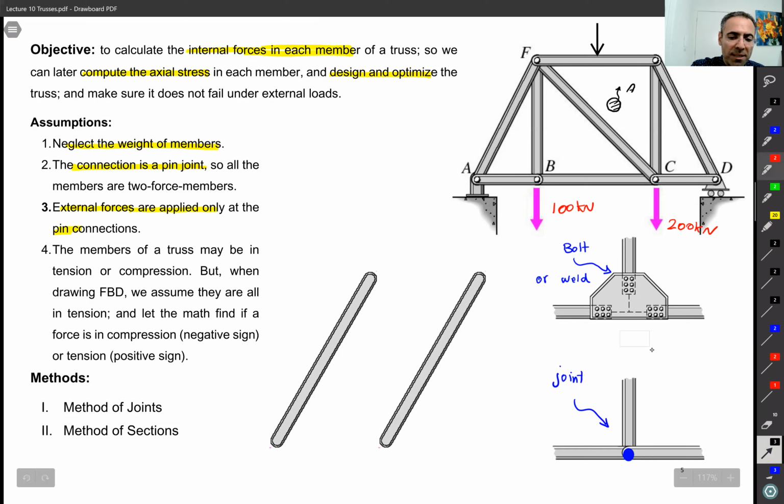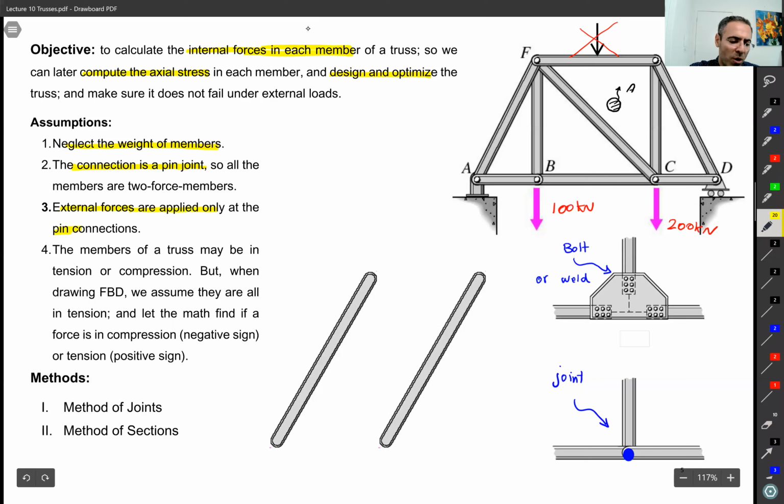And the reason is, remember that spaghetti, the truss members are weak. If you apply load in the middle, they're going to bend and break. Even bridges are made out of small links. The whole truss can carry a large load, like 200 or 100 kilonewton, but if you apply load in the middle, it's going to damage the truss. So that's the third assumption.